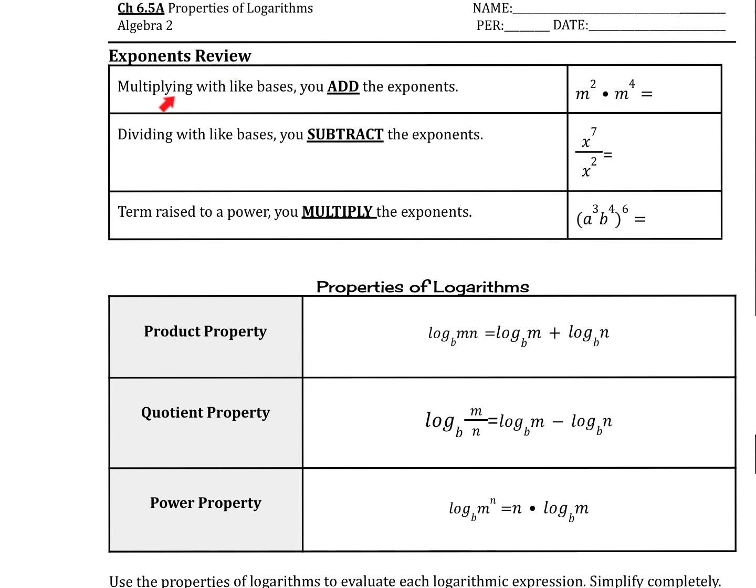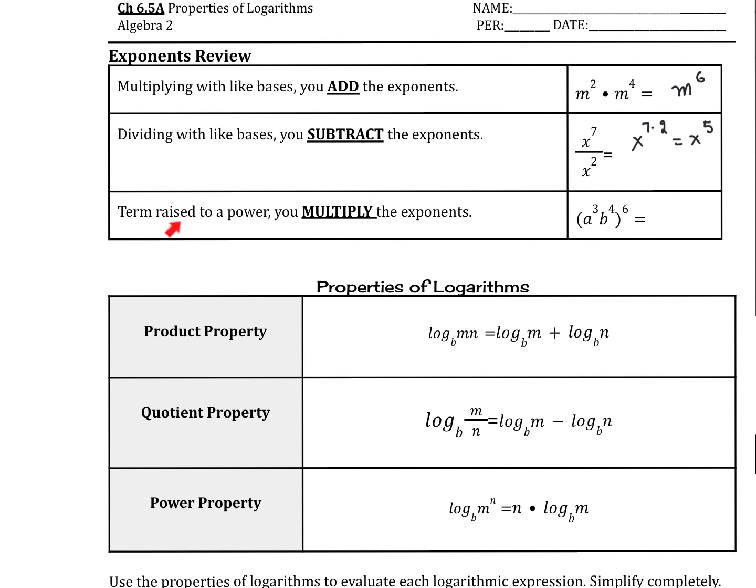Exponent review. Multiplying with like bases, you add the exponents, which means that if you multiply m to the power 2 times m to the power 4, the bases are the same, so you add the powers. The answer is m to the power 6. When you divide with like bases, you subtract the exponents. So 7 minus 2 gives x to the power 5.